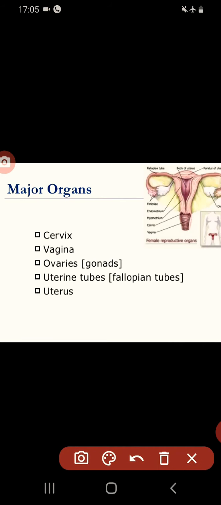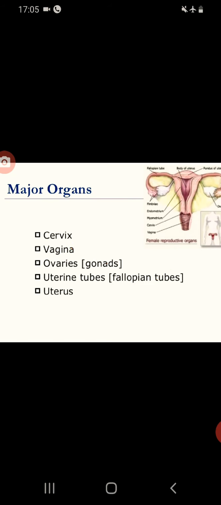Main parts of the female reproductive system are: the first part is the ovary, then after the ovary the fallopian tubes, then the uterus, then the cervix, and then at last the vagina. These are the 5 major organs which are present in the female reproductive system.